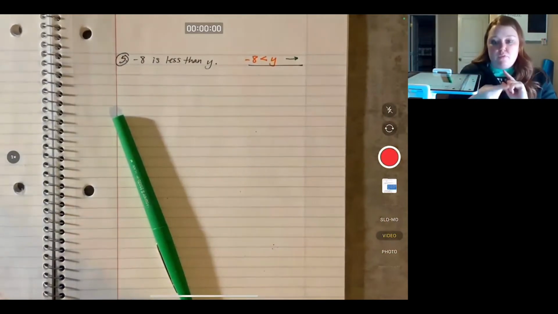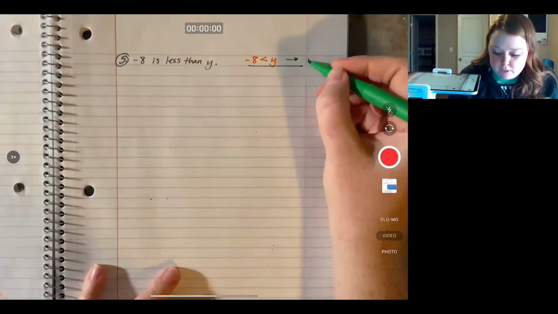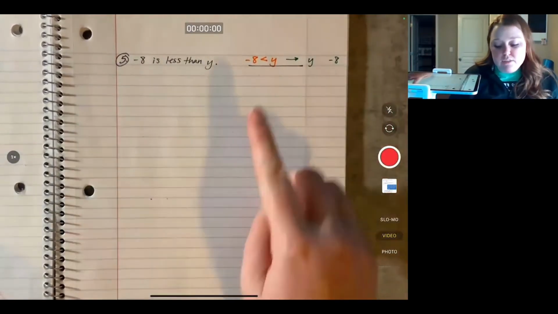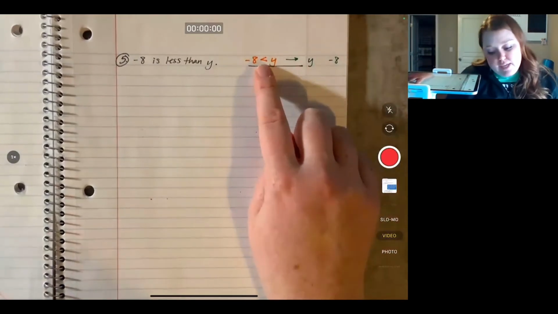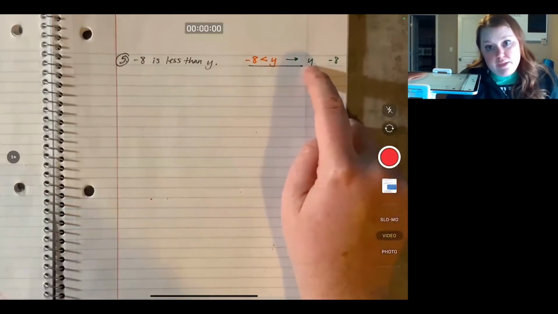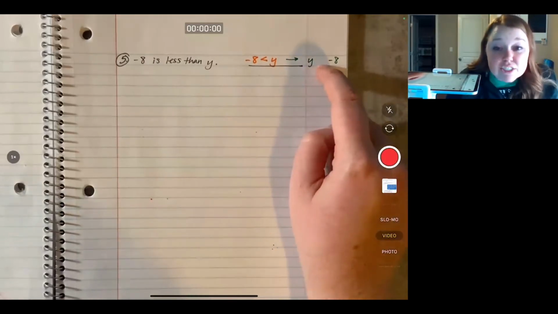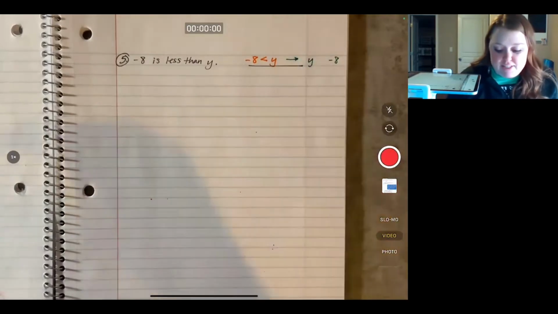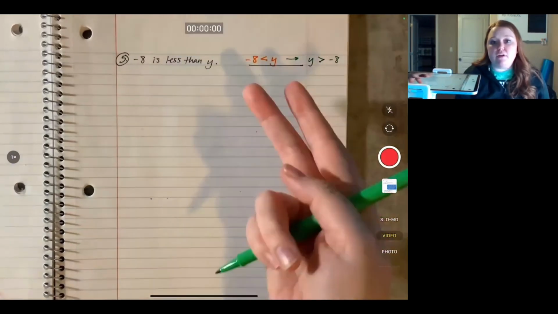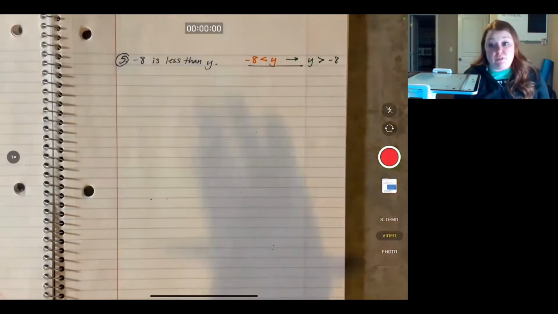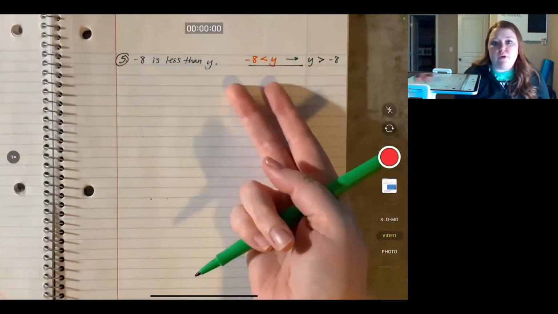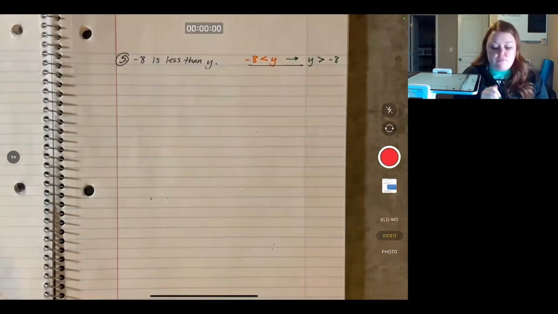If I switch around the order and I put y on the left and -8 on the right, you've got to be careful with your symbol. So if -8 is less than y, then that means y is greater than -8. If you flip around the order, you also need to flip the sign. Kind of makes sense, right? If you flip around your left and right sides, you're also going to need to flip around the sign.